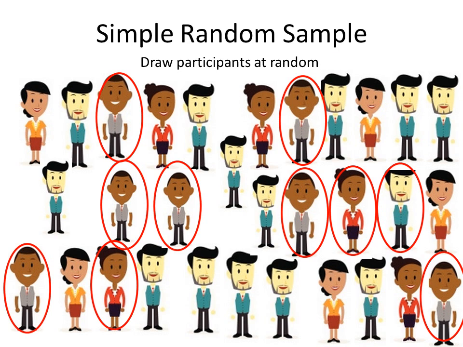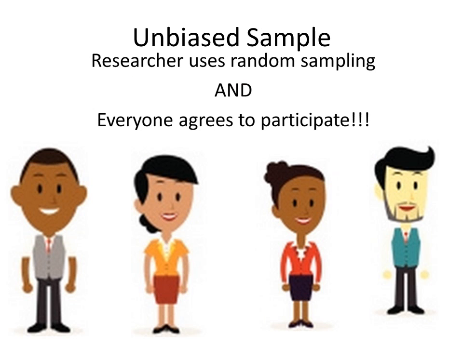If we are selecting a simple random sample from this population, we could end up not having a representative sample. Remember, back at the beginning of our lectures, we talked about sampling errors. One of the errors is that you could end up with a large number of one part of the population, making the sample unrepresentative and leading to incorrect results. An unbiased sample obtained by a researcher would be when a researcher used random sampling and everyone agrees to participate.